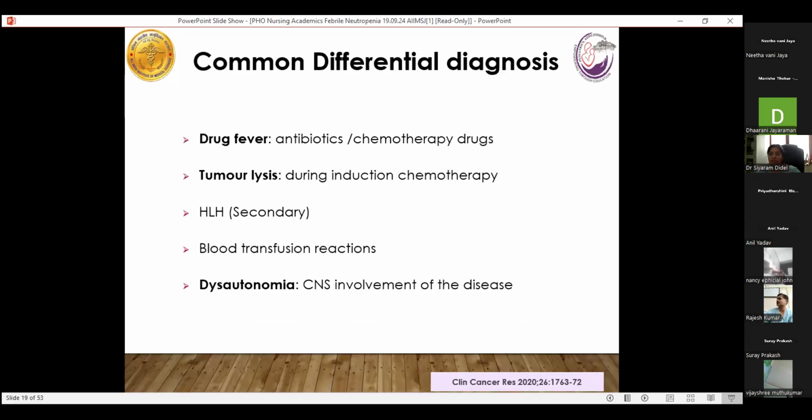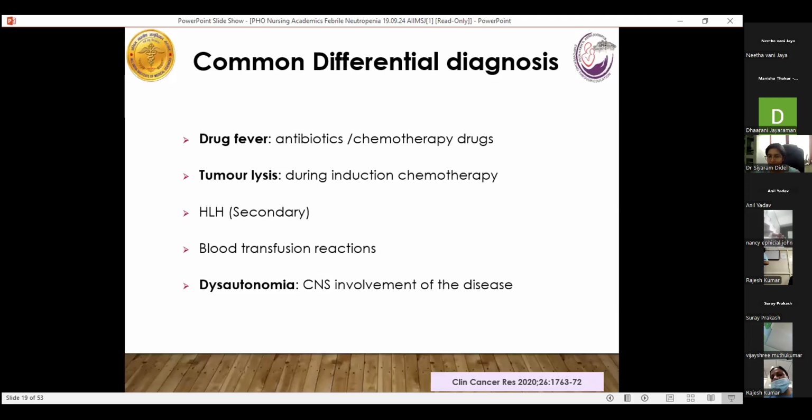So the common differential diagnoses we can consider when we are suspecting febrile neutropenia, but we have to think of other causes of fever also. The child might have drug fever. Drug fever can be because of the antibiotics that we are administering, or because of chemotherapy drugs. A common drug that causes fever is cytarabine.